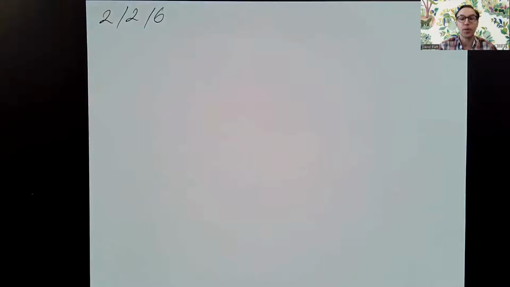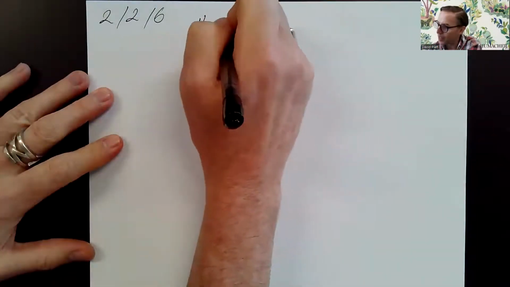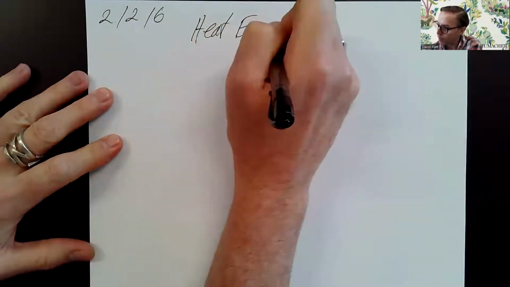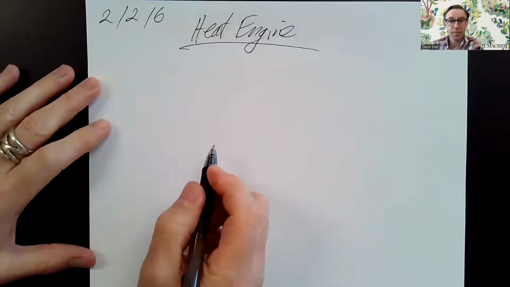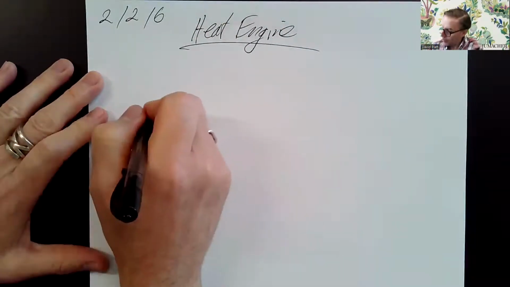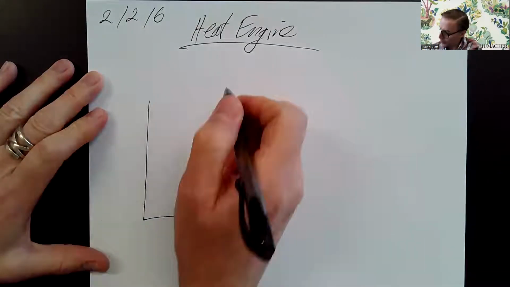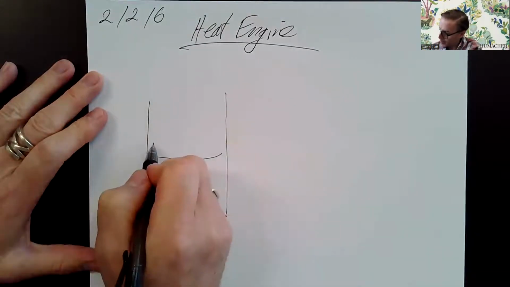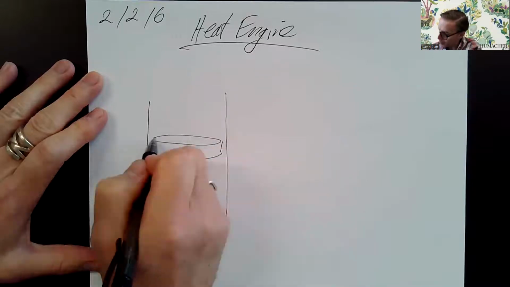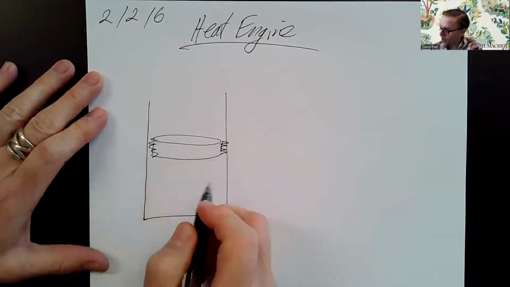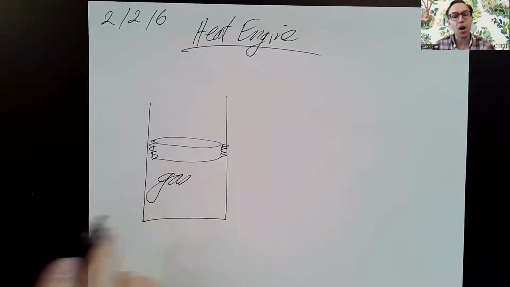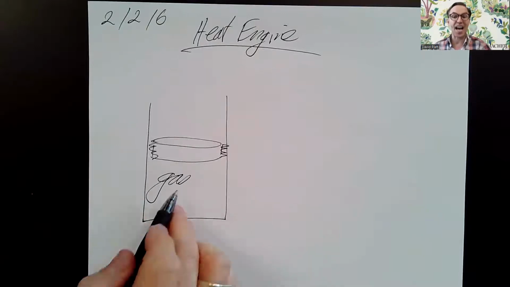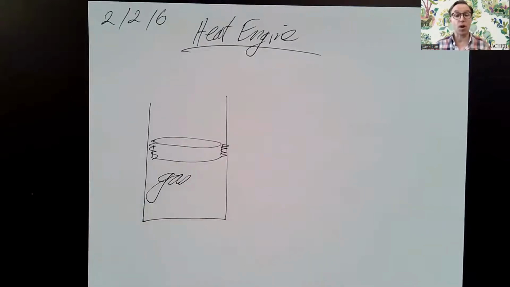We are continuing Unit 2, Thermodynamics, and today we're going to talk about the heat engine, which we've already been talking about, just not by name. So this little cylinder that contains some gas can be called a heat engine. And we call it a heat engine when we use the gas to do work for us.